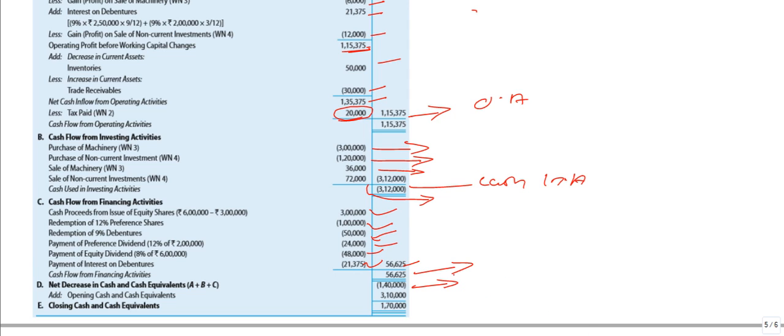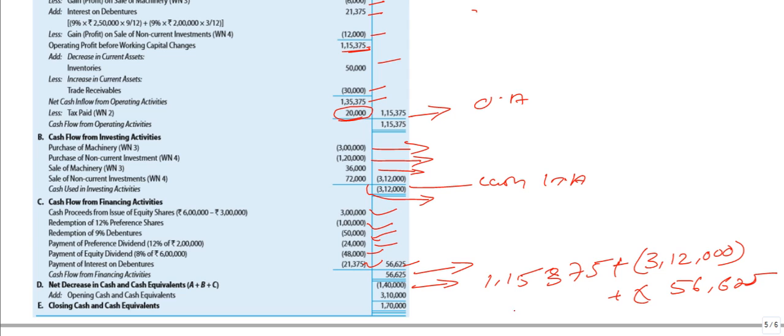Then we add the amounts: 1,15,375 plus minus 3,12,000, again plus minus, here only plus 56,625. The balance amount we get is 1,40,000, a minus value. That minus value is the net increase in cash and cash equivalents.